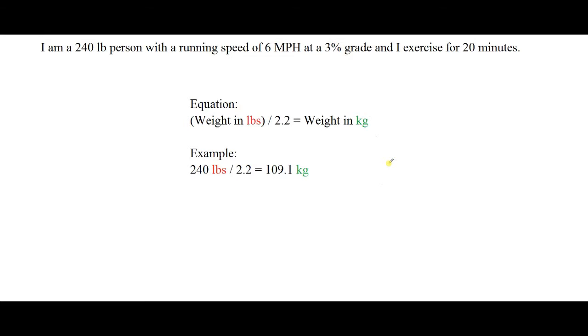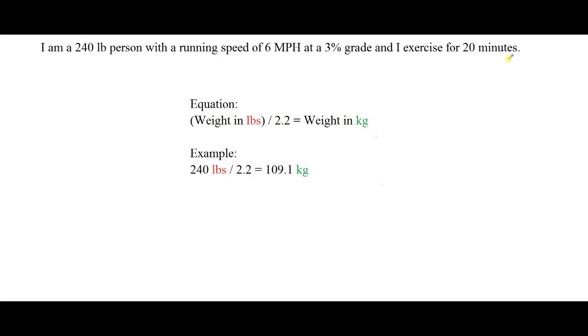Now we're going to figure out how many calories I expend from that, and you'll notice that I'm using the four factors that I mentioned before. Here we have my weight. Here we have the exercise speed, the grade, and the amount of time that I will be exercising. Now we're going to go ahead and start by looking at my weight.